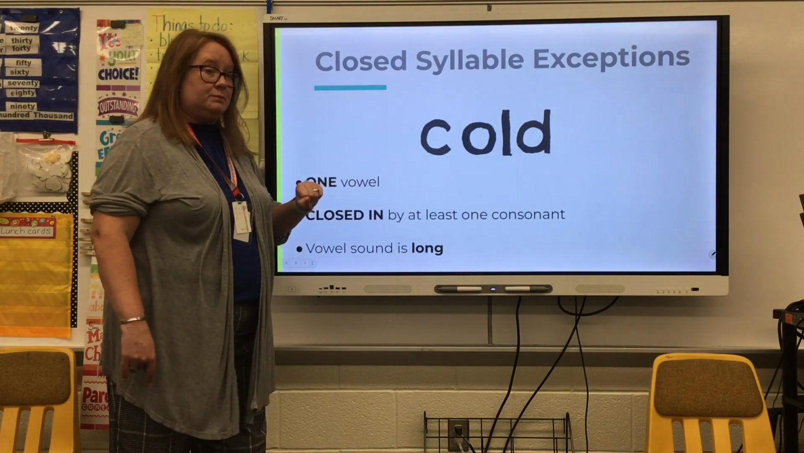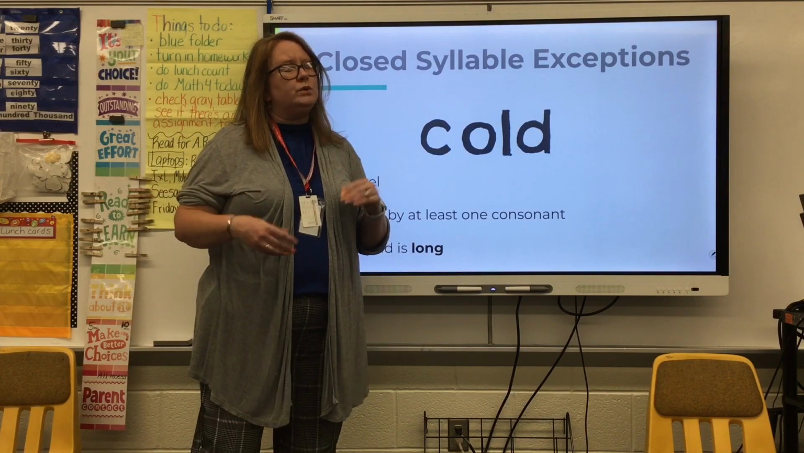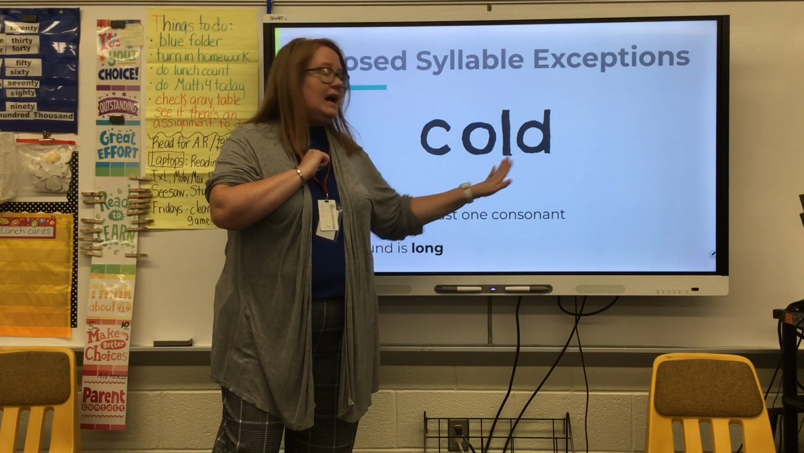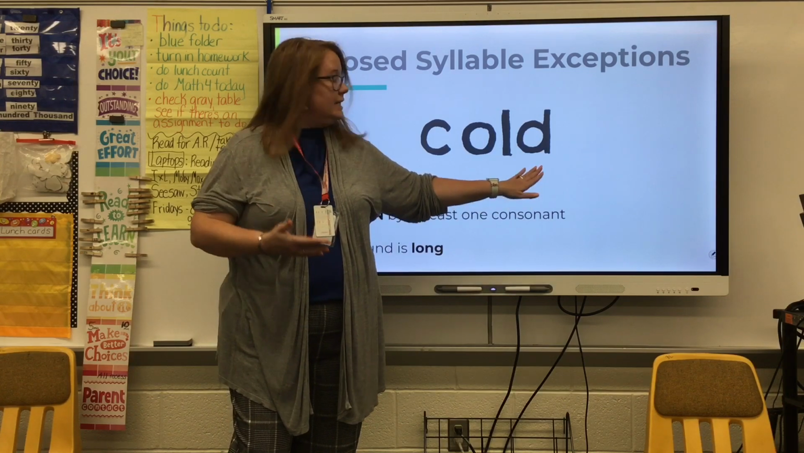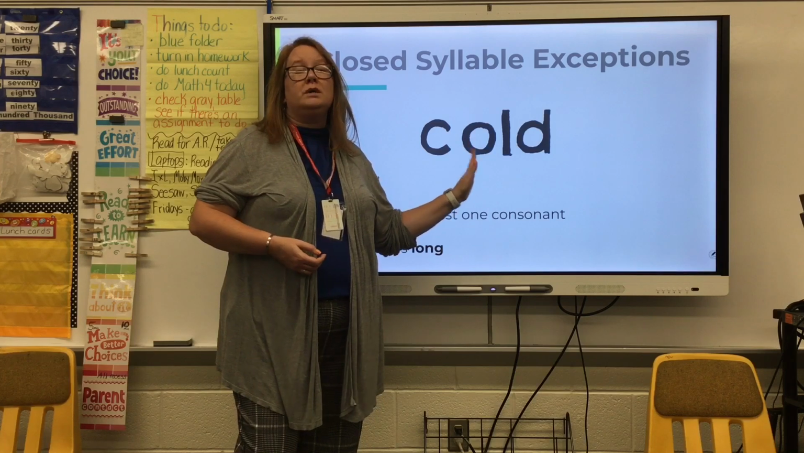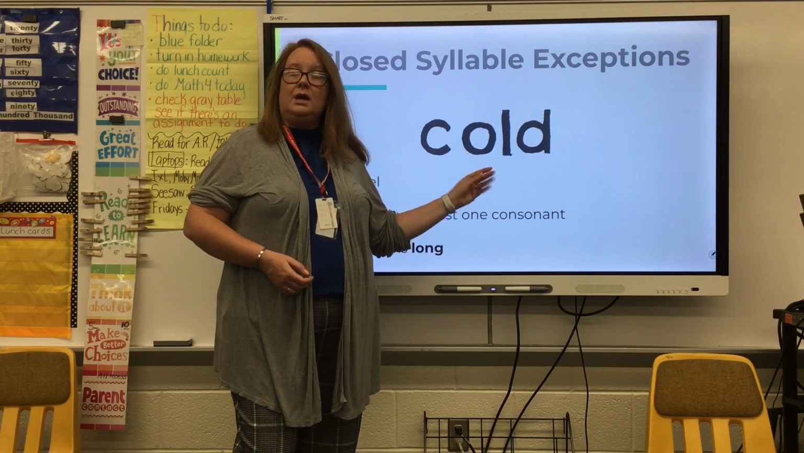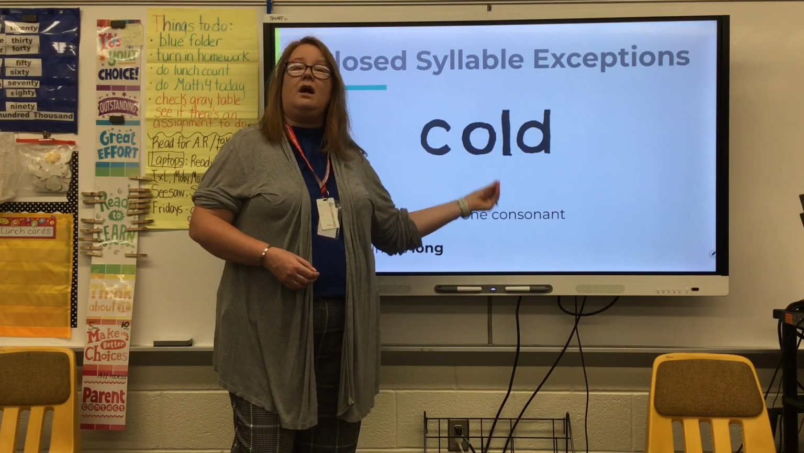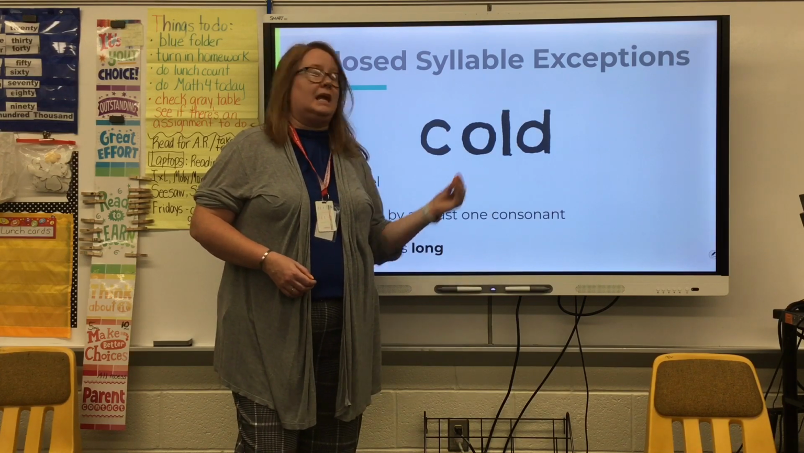In a closed exception, you have some of the same rules as closed syllables. You still have one vowel. That vowel is still closed in at the end. I do have consonants after it. But instead of making the short sound like it's supposed to, this vowel is saying its name. This is making a long vowel sound and saying cold.